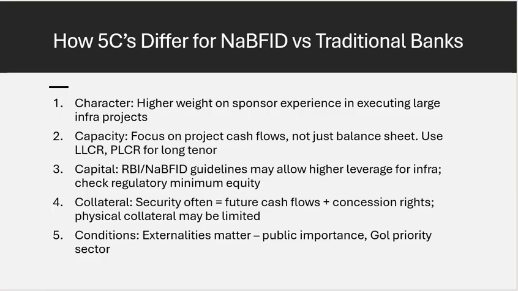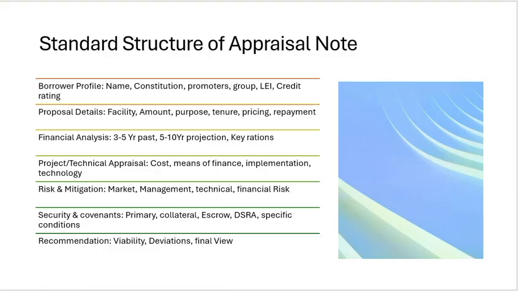So let's move on to the next slide, guys, where we discuss the standard structure of appraisal notes. What are the things that need to be included in the appraisal notes? The standard structure has the borrower profile, proposal details, financial analysis, project technical appraisal, risk mitigations, security and covenants, and the recommendation that the analyst gives at the end of the credit appraisal.